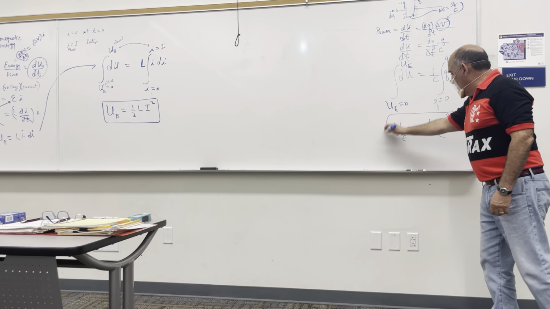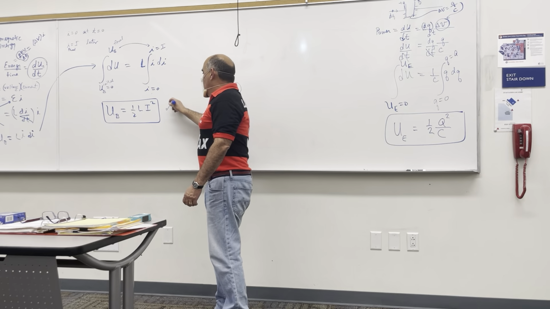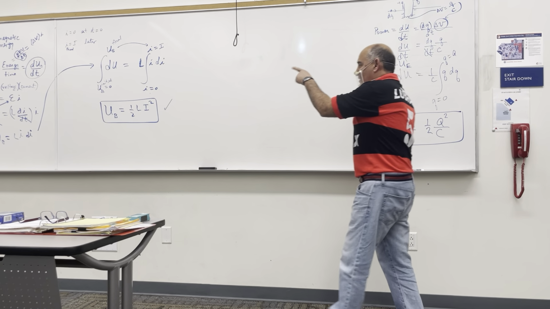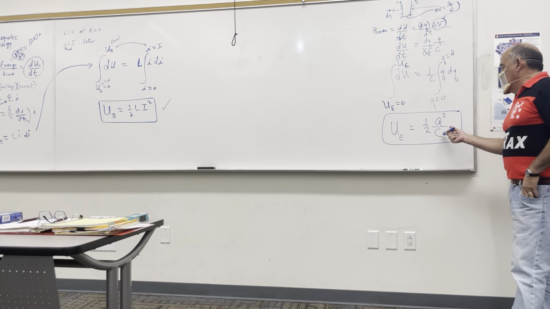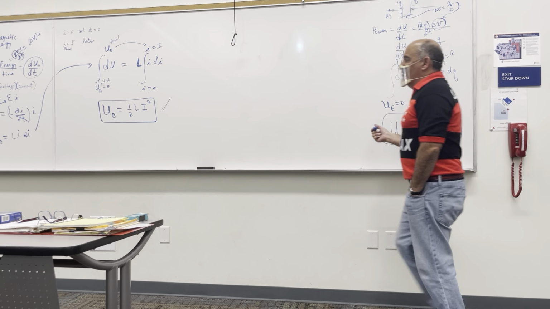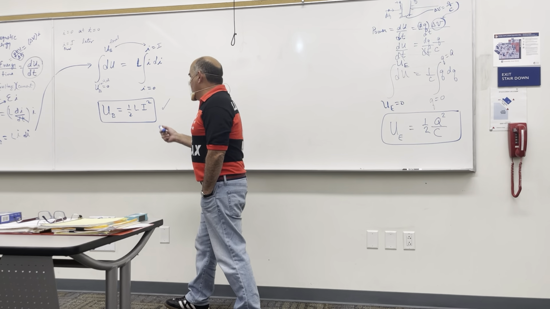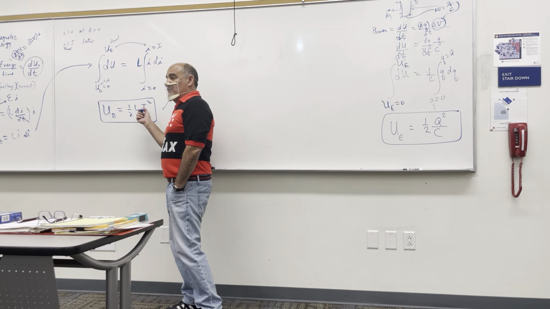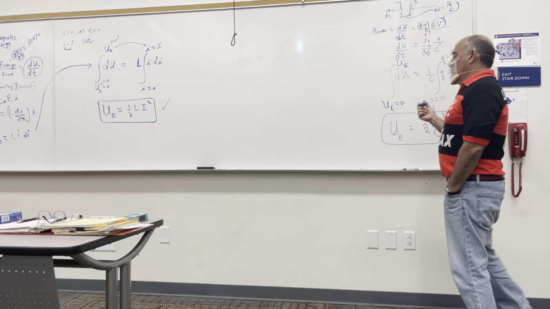So this is analogous to this. There's a 1/2 over there, there's a 1/2 over here. Here you have capacitance in the denominator, here you have inductance in the numerator. And here you have the square of something, the square of charge per unit time. Here you just have the square of charge.